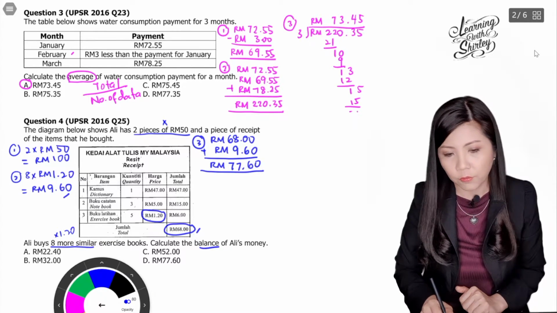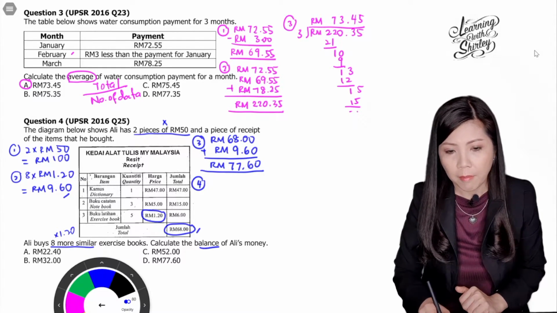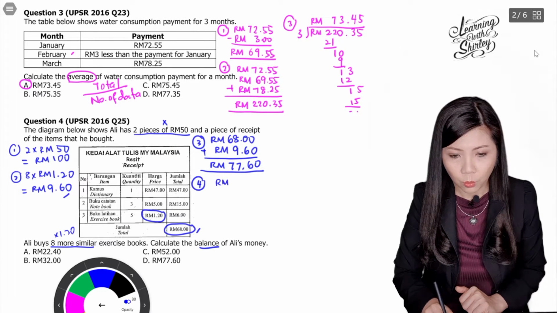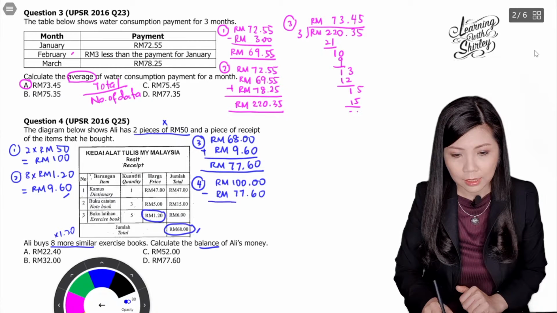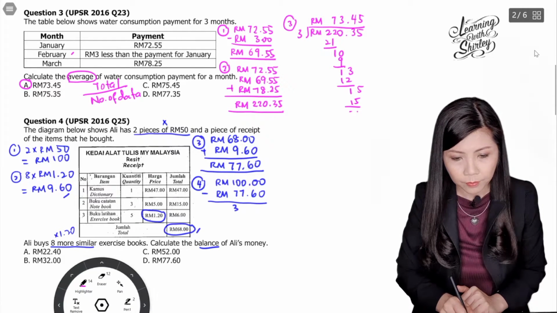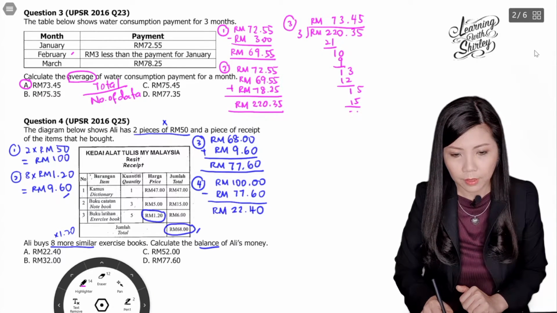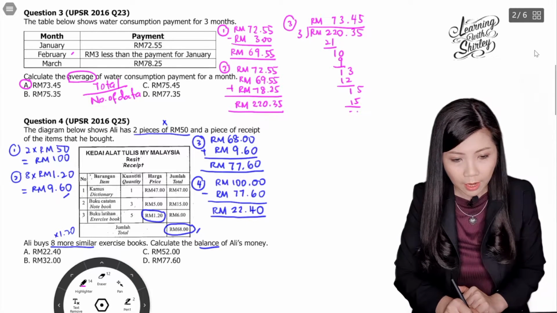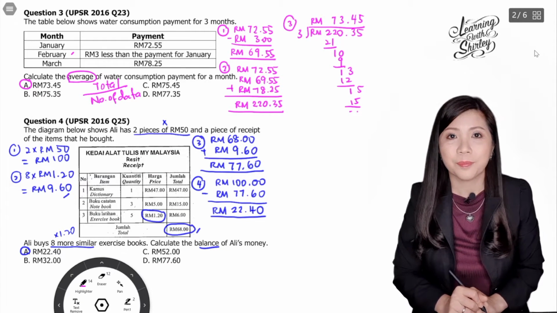So to find the balance of Ali's money, I'm going to use the money that he has, which is 100 ringgit minus the expenses. So 100 ringgit minus the expenses is 77 ringgit and 60 cents. In minus you get 32, no, it's 22. So we'll get 22 ringgit and 40 cents. So let's look at the answers again. A, B, C, D. Which one is 22 ringgit and 40 cents? So the answer is A.